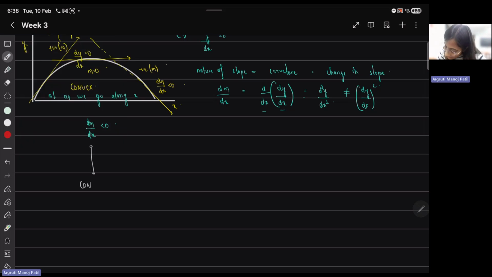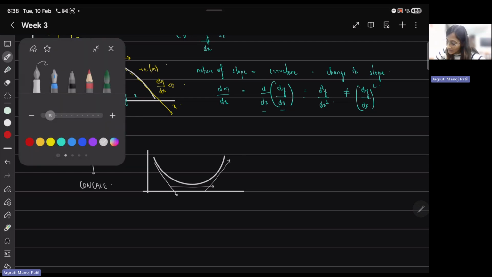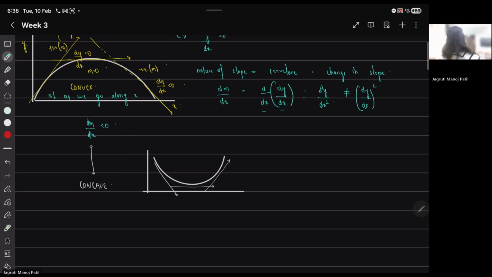For the concave case, your curve would be like this. It is decreasing here, then it's constant here, and then it's increasing here. So in this particular case, we see that dm by dx is positive. The nature of the slope is increasing for this concave case.